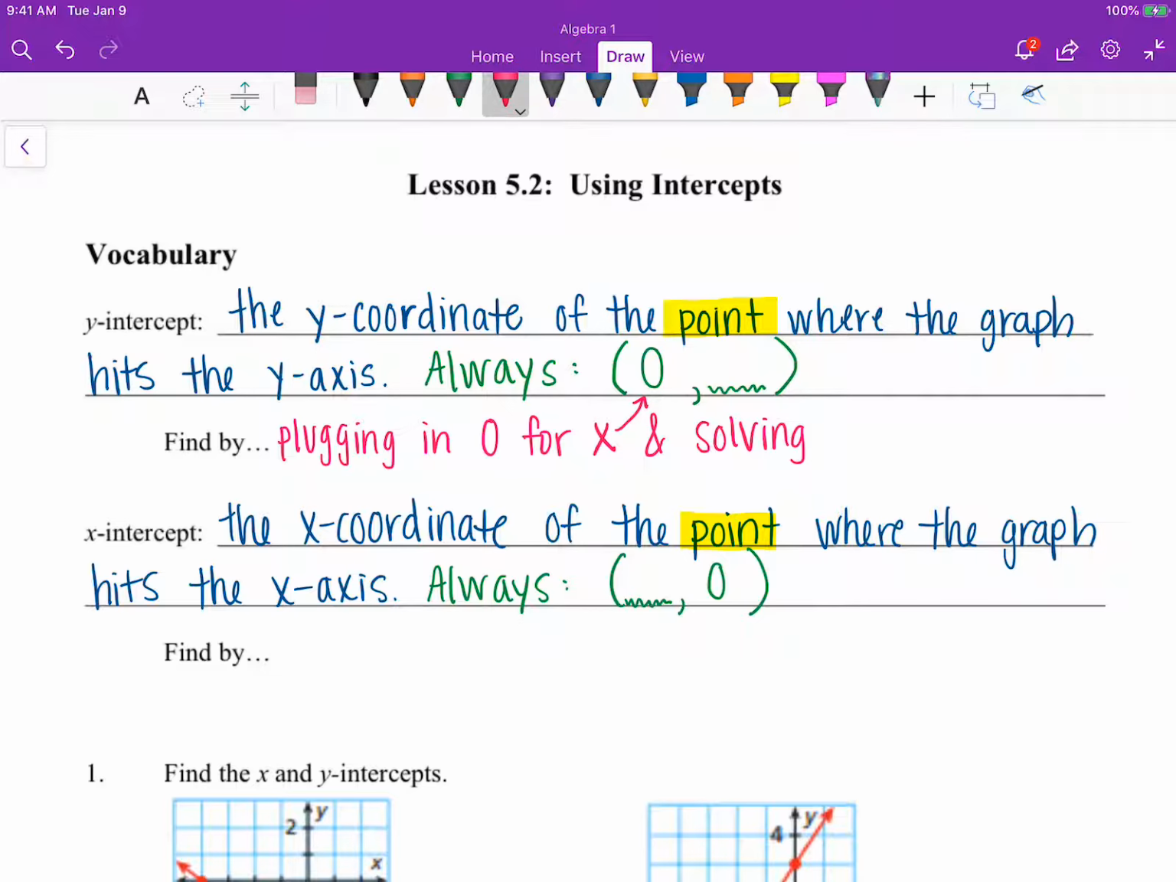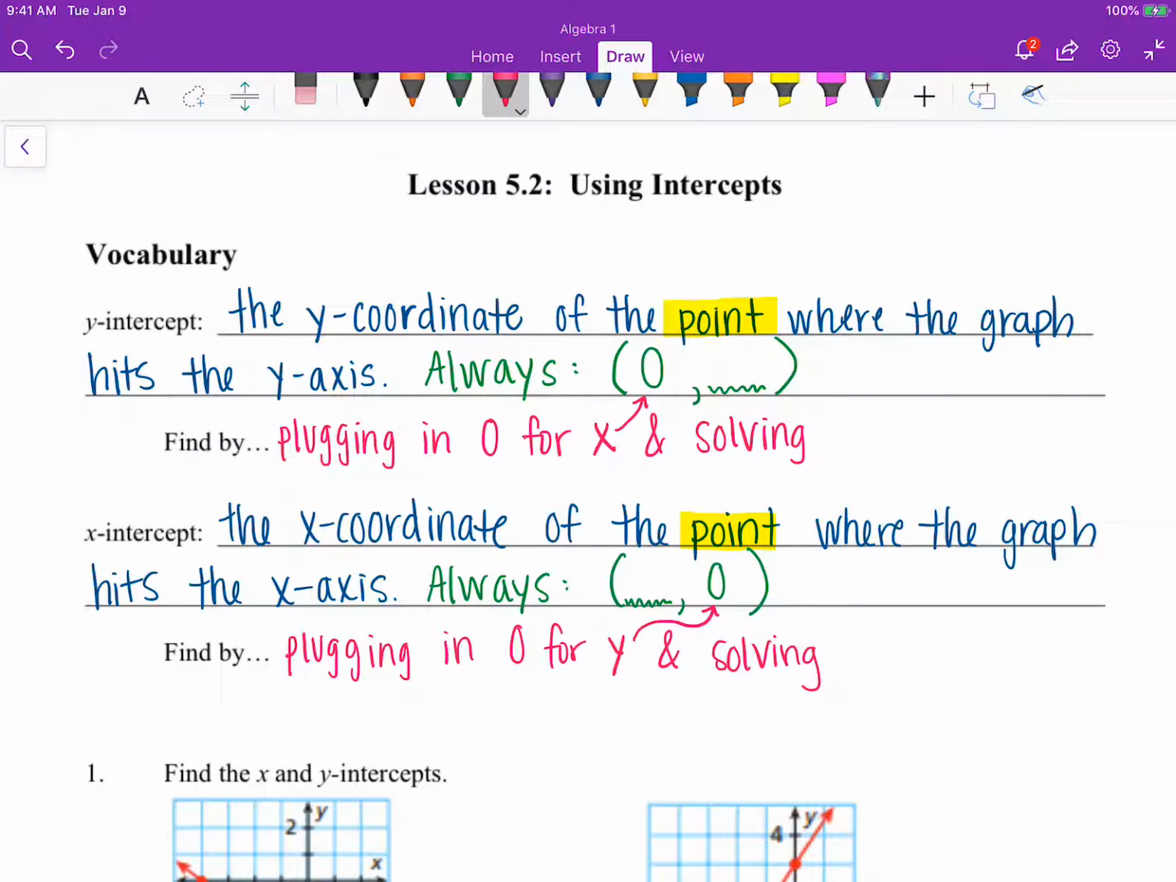So when you're going to actually figure out what the x-intercept is, the process is that you do this by plugging in 0 for y and then solving. Basically, if you can plug 0 in and solve an equation, you should be good to go with this entire section. Okay, it's not too bad.